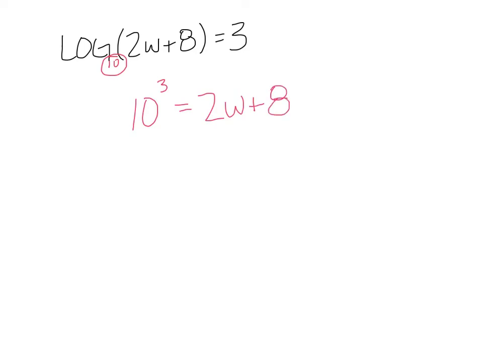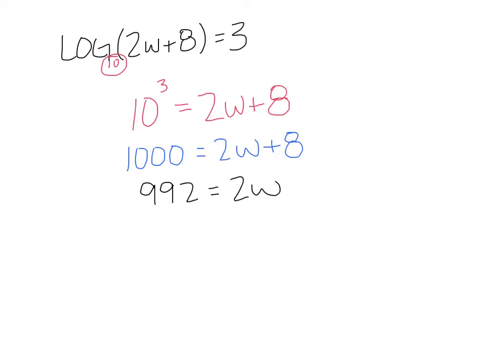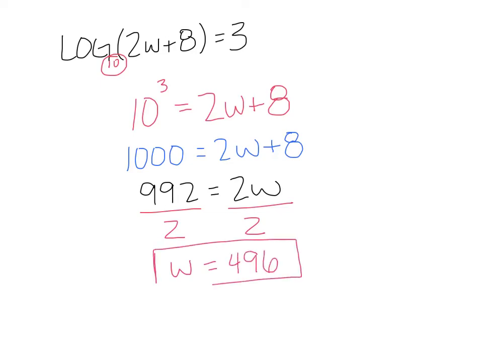Now it's algebra time. 10 times 10 times 10 is 1,000. Subtract 8 from both sides, you get 992 equals 2w. Now we can just divide both sides by 2. So we end up with w equals 496. Again, you got to check. Maybe we have some negatives going on up here, but we have 2 times w plus 8 in the argument. So I think we're fairly safe to say that w equals 496.